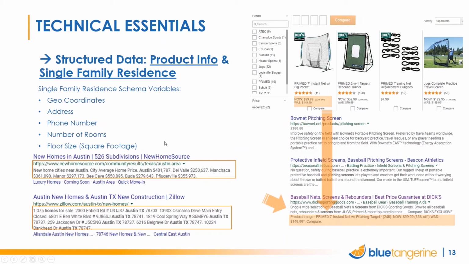Over here for the home builder, there's actually a specific piece of structured data called the single family residence. You can put things in like geo coordinates so people can find it, the address, the phone number, rooms, and square footage. You can see here how New Home Source and Zillow are implementing that, and that shows up within their search listing. Gives you an edge on your competition.